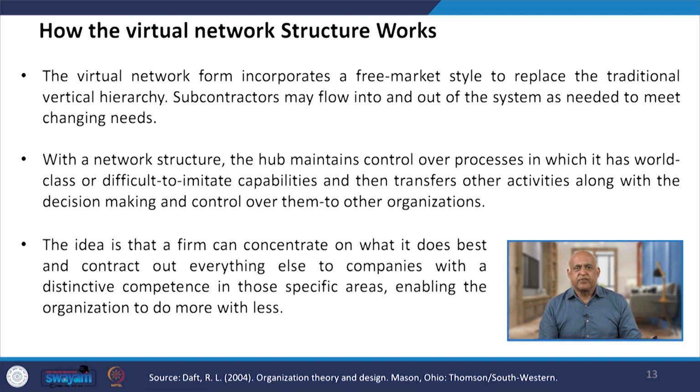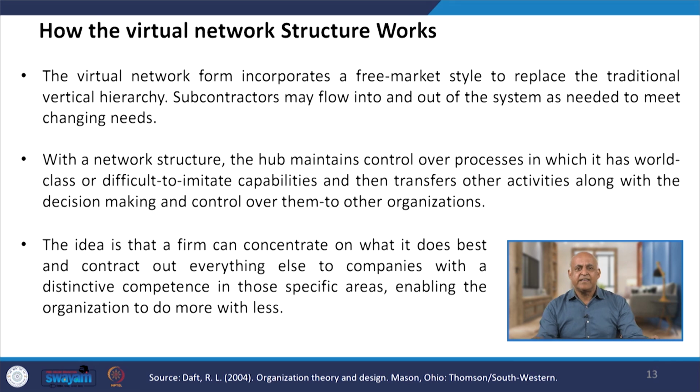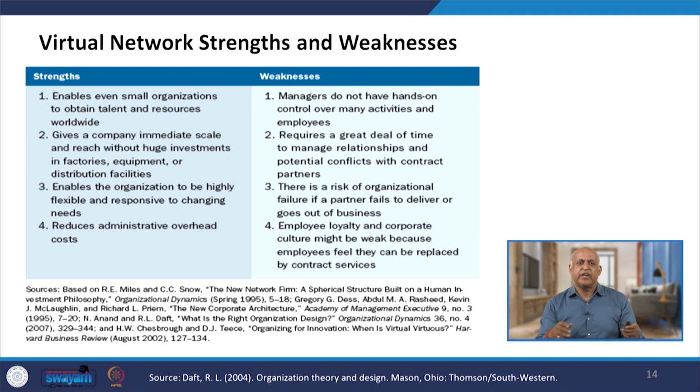With this network structure, the hub maintains control over processes in which it is world class or has capabilities that are difficult to imitate, and then transfers other activities. For performing this, you are supposed to transfer your activities, along with the decision making and control over them, to other organizations. The idea is that the firm can concentrate on what it does best and contract out everything else to companies with a distinctive competence in those specific areas, enabling the organization to do more with less. So, here you will find that this firm is doing the best of everything, and it is the companies having distinct competence in those specific areas that make this virtual network work.